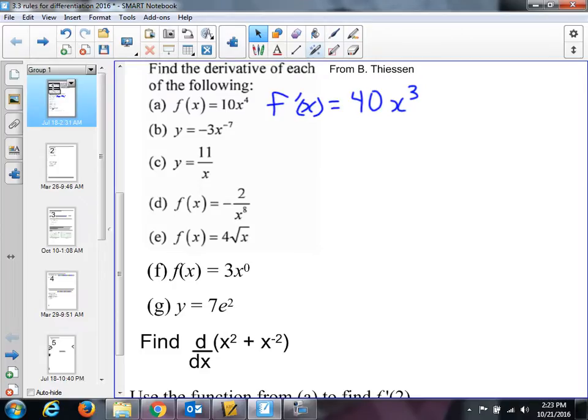Try this one, and you're going to write down dy by dx, just to get familiar with this notation. Same rules, negative times a negative though, you know, those kind of things. And we'll see if we're hunky-dory.